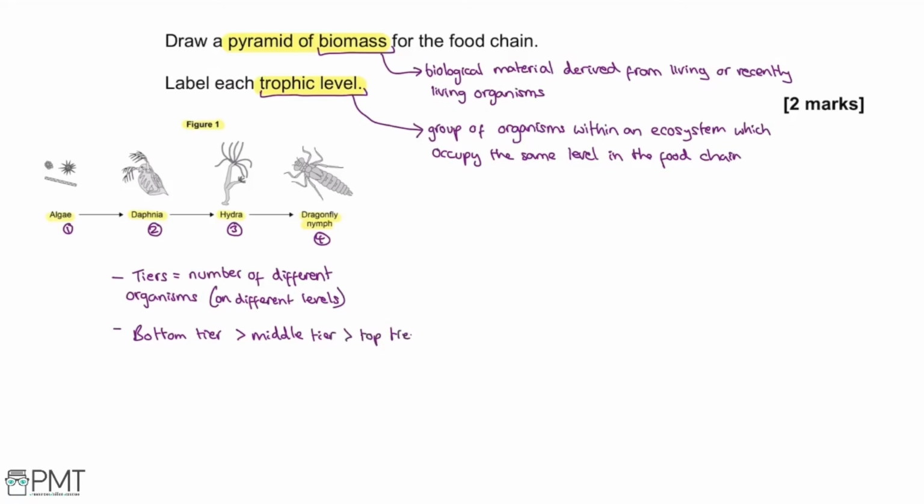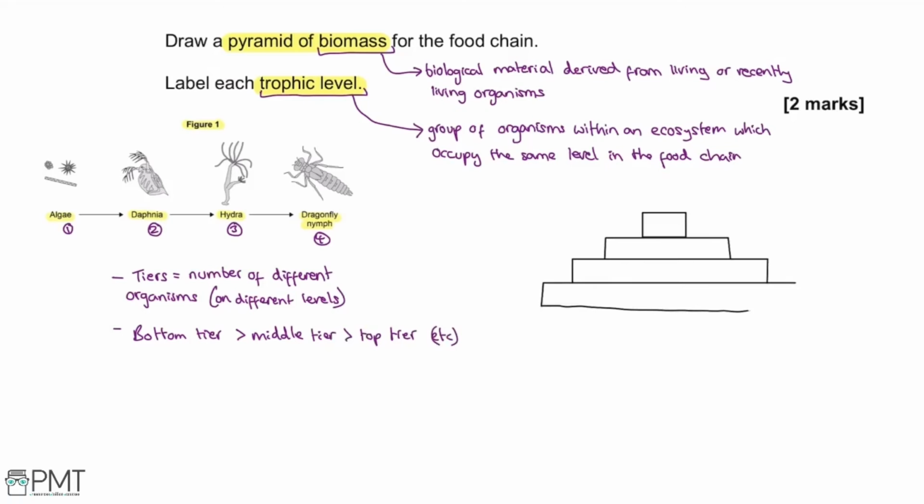So the bottom tier is going to be the widest, and then your middle tiers will be in the middle, and your top tier will be the smallest. So your diagram should look something like the one on the right, and you've also got to label each trophic level. On your lowest level with the most biomass will be the algae, then the daphnia above that, the hydra above that, and the dragonfly nymph at the very top.